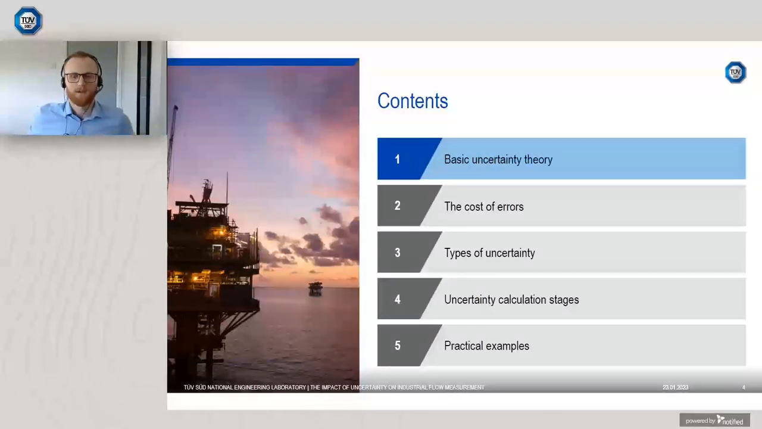So if you take a look at the first slide, we will go through basic uncertainty theory initially. So this will look at various terms that are used in uncertainty theory. We'll then go on to look at the cost of errors. So this is just a few examples explaining why uncertainty in a sense is important. After that, in the third section, we'll look at types of uncertainty, how you derive uncertainty values based on the information you have available. And then we'll go on to look at various calculation stages for if we're doing an uncertainty calculation for a given parameter. And then section 5 will round everything off with a few practical examples, and that will hopefully reaffirm what we went through in the first 4 sections.